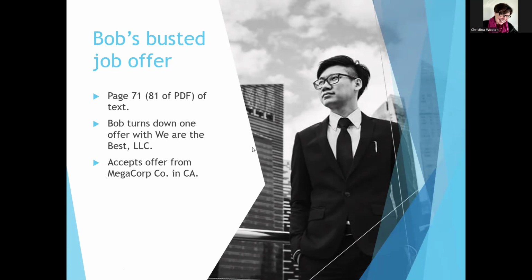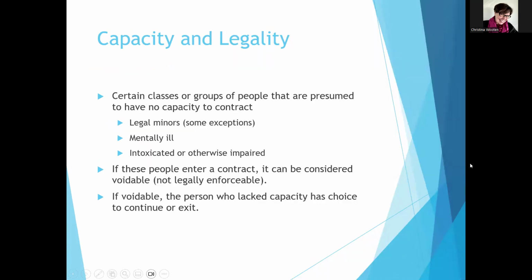All right, next we're going to go to section 7.2 in your chapter. So this section is all about capacity and legality. Certain classes or groups of people that are presumed to have no capacity to contract include legal minors, there are some exceptions to that, those who are mentally ill, those who are intoxicated or otherwise impaired. Now, if these people enter a contract, it can be considered voidable or not legally enforceable. If it is voidable, the person who lacked capacity can have a choice to continue or to exit.